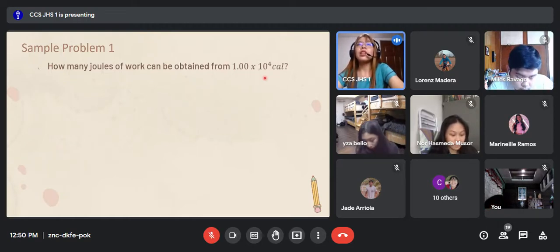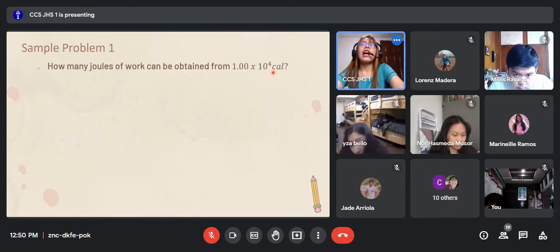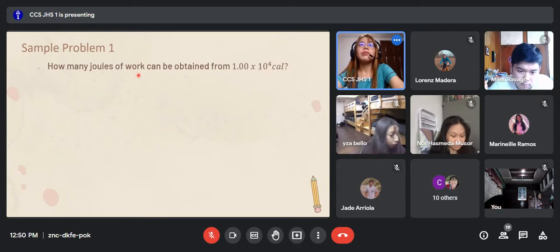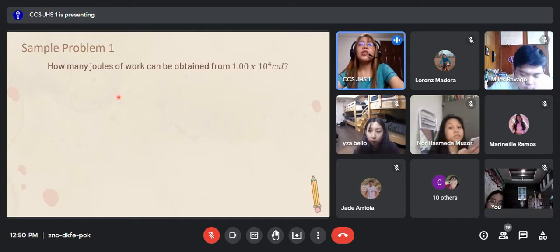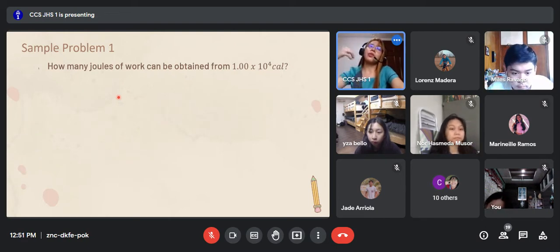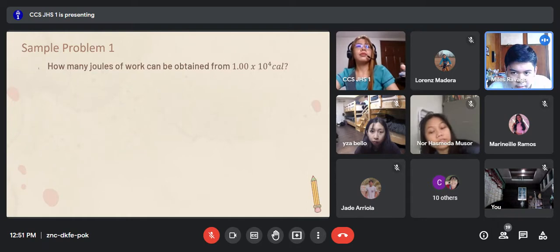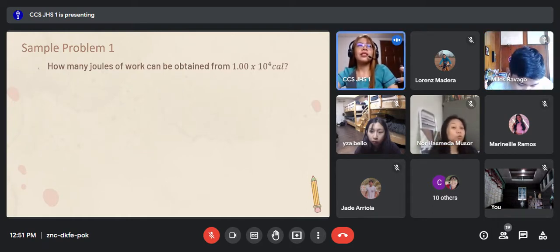The value is 1 times 10 to the power of 4 calorie. So we have one given. Q is the given here. So your goal is to solve for work. So what formula will you use? Work is equal to JQ. Work is equal to J times Q, since J is constant, and that is the mechanical equivalent of heat. Now, what is your answer? 41,900. Okay, that is correct.